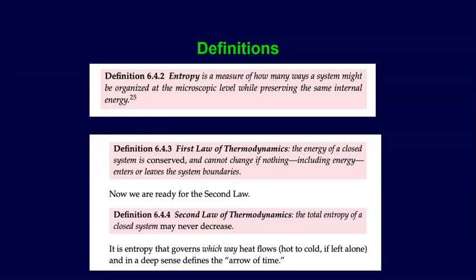Now, some definitions here. An important concept to a heat engine is something called entropy. And unfortunately, we don't have time to get into this all the way, but I think just talking about it a little bit is nice. The technical definition of entropy is a measure of how many ways a system might be organized at the microscopic level while preserving the same internal energy. Now, this is by no means a perfect way to think about it, but it can be useful: we're going to use entropy as a measure of disorder.